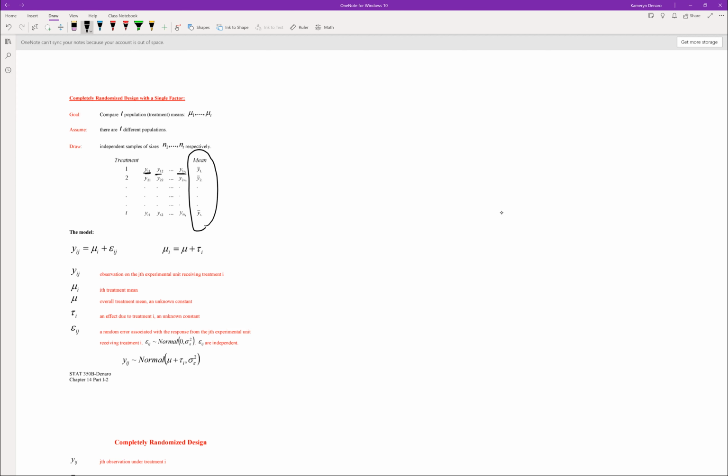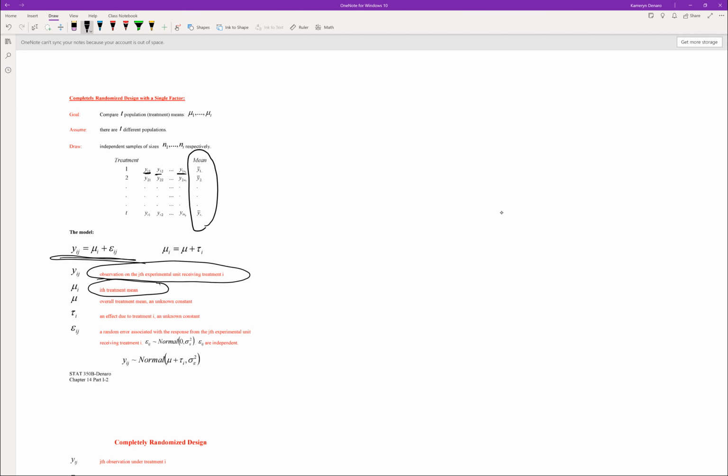All right, so in a completely randomized design, we can think of having the model be set by Yij equals mu I plus epsilon ij. Okay, so the mu I is the ith treatment mean, right? And the Yij is the observation of the jth experimental unit receiving treatment I. Or if we were dealing with people, that would be the jth person receiving treatment I.